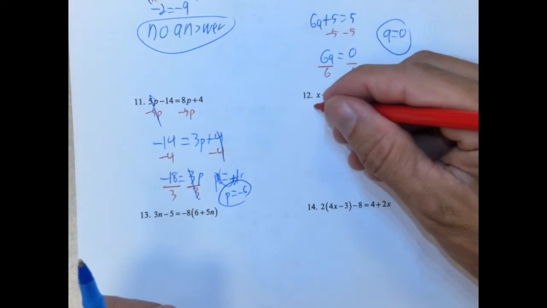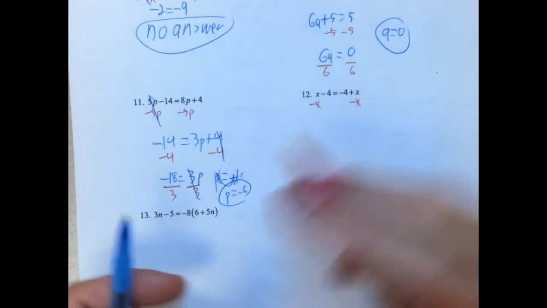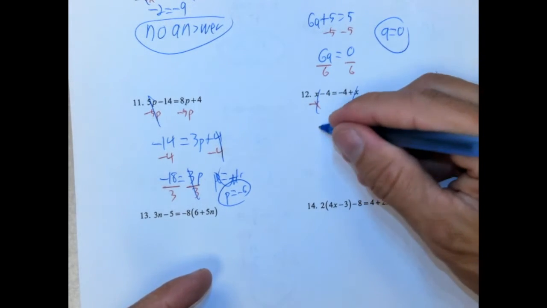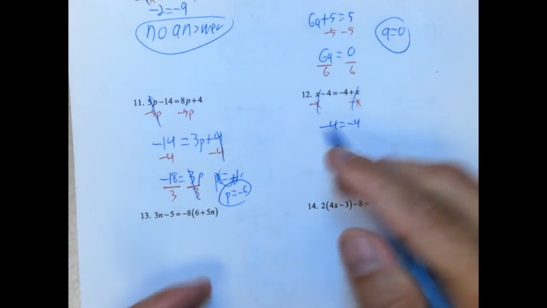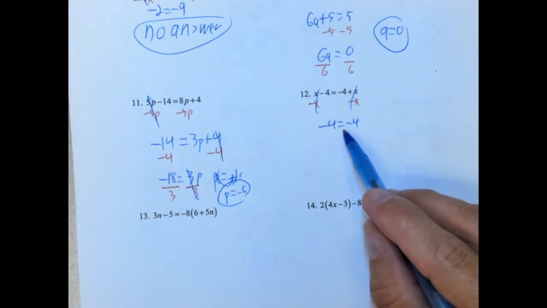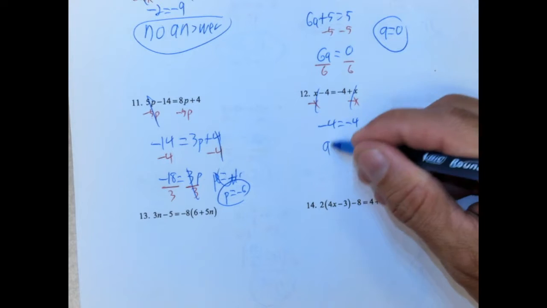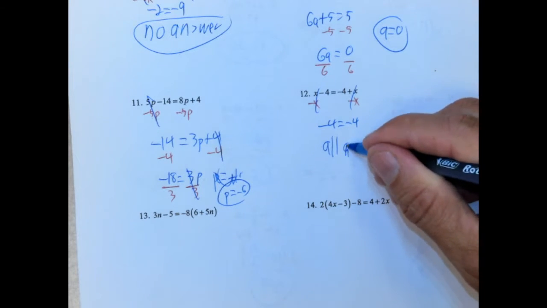All right, here, same deal. We're going to get the variables on the same side, but look what happens. They cancel out. So we have negative 4 equals negative 4. Again, the variables cancel out, but look, this is a true statement. So because it's true, the solution is all real numbers.